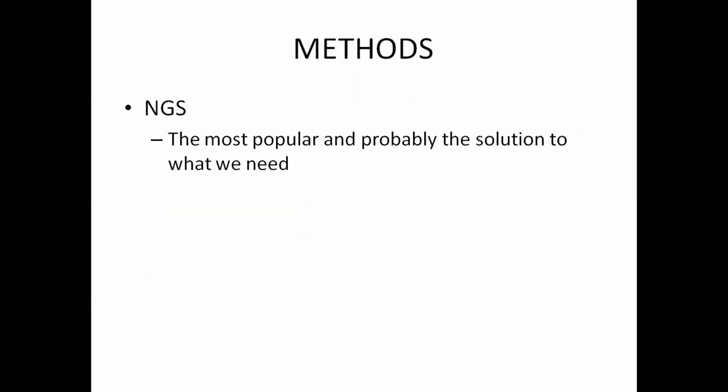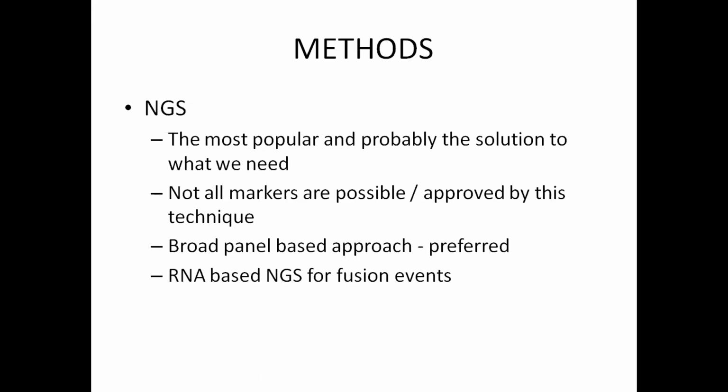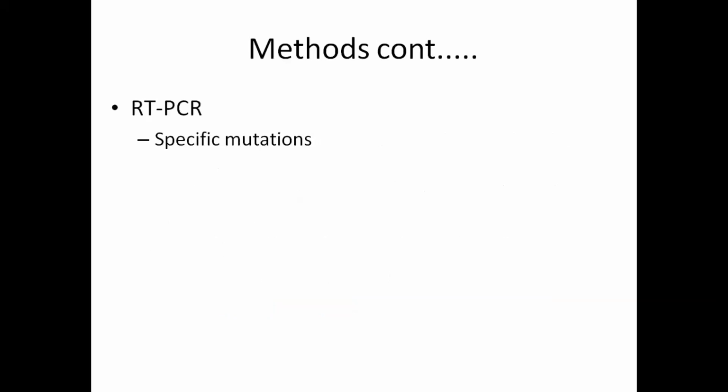I should be offering the best technologies and platforms. NGS, most popular, is probably the solution we need. Not all markers are possible, and not all are approved. Be skeptical of this method; you could still miss a lot. A broad panel-based approach is preferred. RNA-based NGS for fusion events is better than DNA-based. It may pick up rare and concurrent mutations. We have patients who are having double mutations, and we need to treat them in a very unique way.